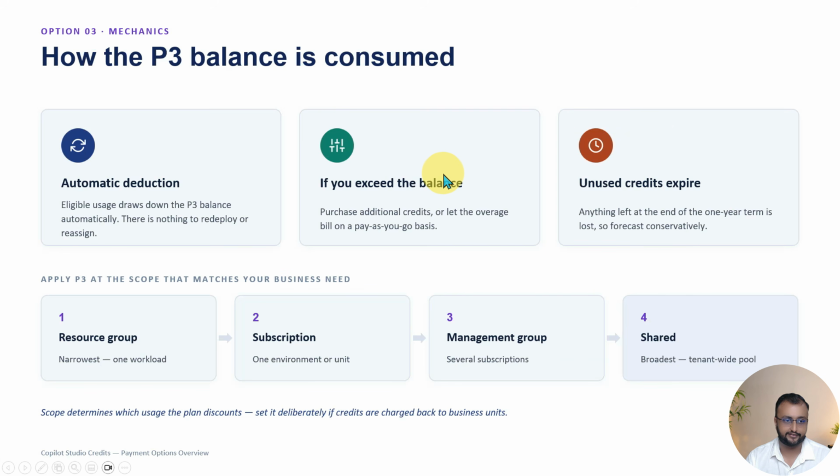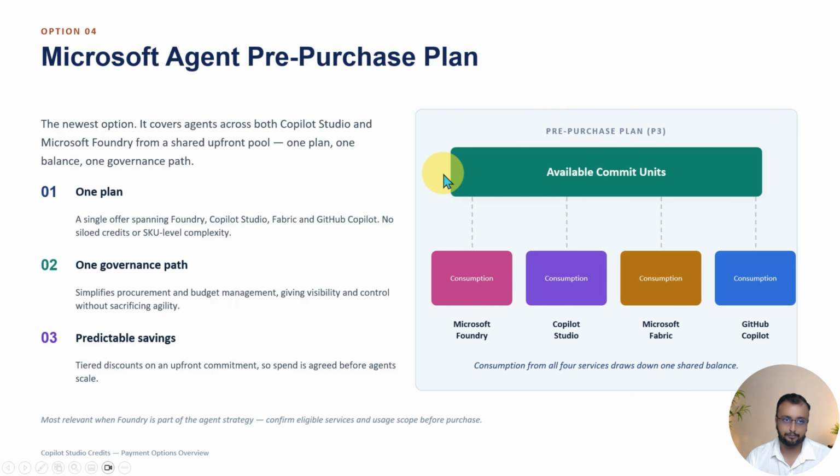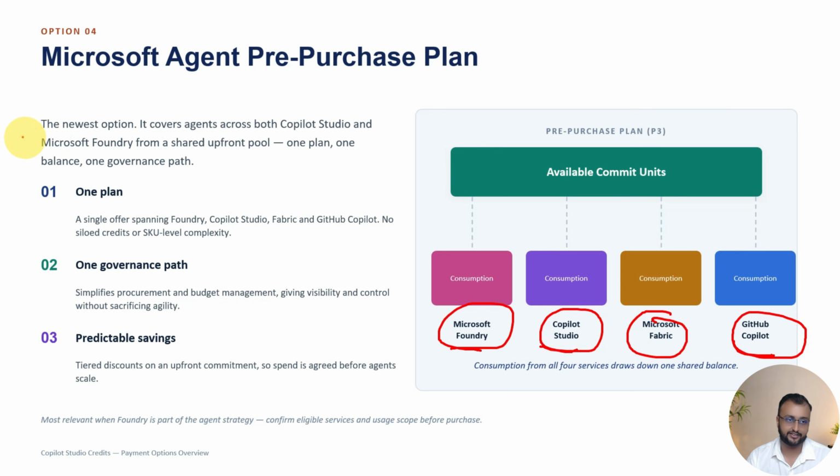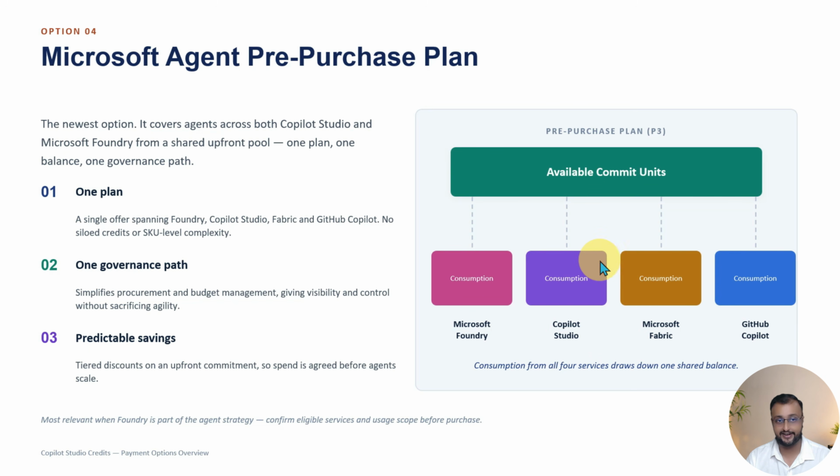The fourth option is the Microsoft Agent Pre-Purchase Plan. As I said, this particular product covers multiple things: Microsoft Foundry, Microsoft Copilot Studio, Fabric, and GitHub Copilot. Everything in one subscription. So there is one plan, one governance path, and of course, predictable savings. You will be able to get it from there.